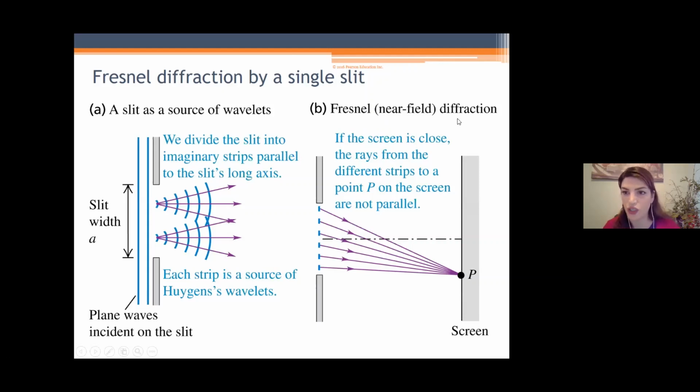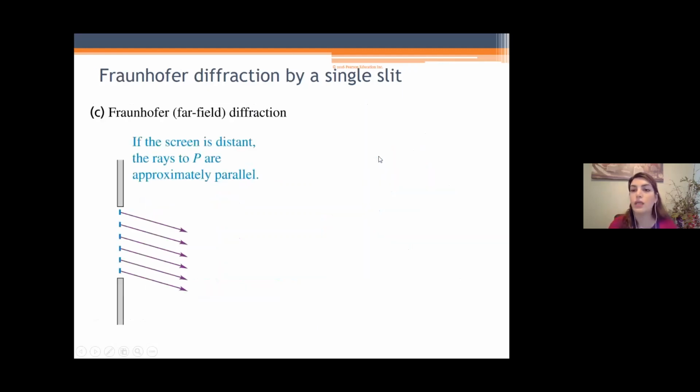So the Fresnel diffraction is the near field diffraction, and that happens if the screen is close to the wave source. Okay, so when this happens, of course, we know that the rays that come from the wave source are not parallel. So the screen close is called near field diffraction or Fresnel. Now, what if the screen is far? If the screen is far from the wave source, then that is called Fraunhofer or far field diffraction.